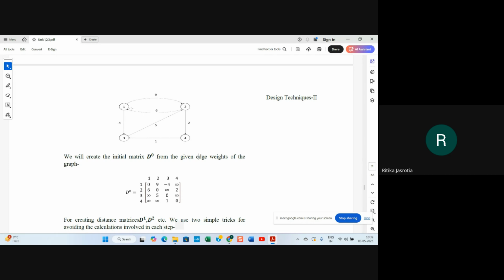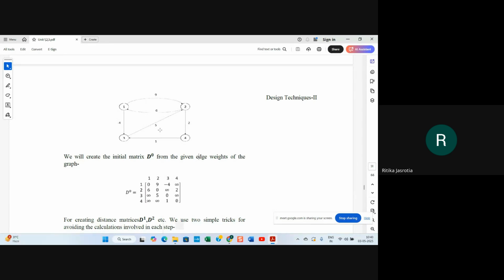Then 2 to 1 is there, direction is there, 6. 2 to 2 is 0. 2 to 3 is not there, infinity. 2 to 4 is there, 2. Then 3 to 1 is not there, infinity. 3 to 2 is there, 5.